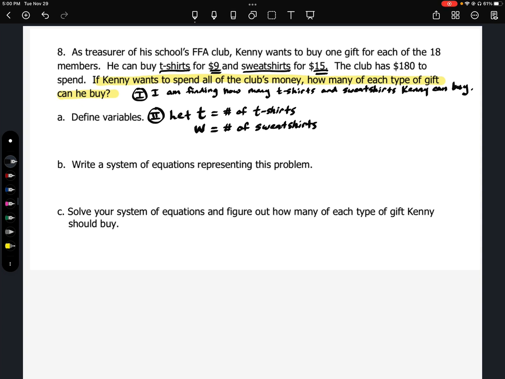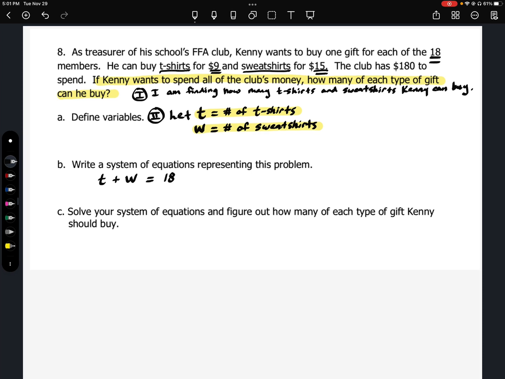Now they want us to write a system of equations to represent this problem. So here's what we have to think about. Our variables mean quantity. I have T number of t-shirts, I have W number of sweatshirts. If I wanted to take the number of sweatshirts and t-shirts and add them together, he wants to have a total of 18, because he's got 18 gifts to get. So our first equation could be T plus W equals 18.